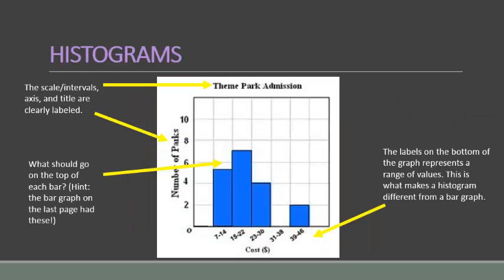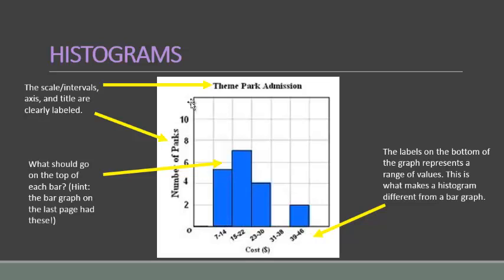The second type of graph that we'll look at is a histogram. The main difference between a histogram and a bar graph is that along the bottom, the histogram is based on ranges of data instead of distinct points. For example, this histogram is representing ranges of data for cost of theme park admission. $7 to $14 is one range, $15 to $22 is another, $23 to $30, $31 to $38, and $39 to $46 are the remaining ranges on this graph.